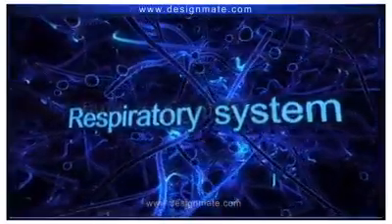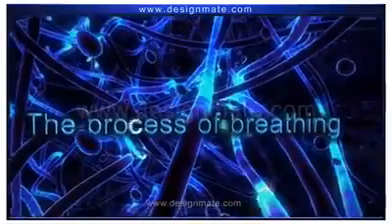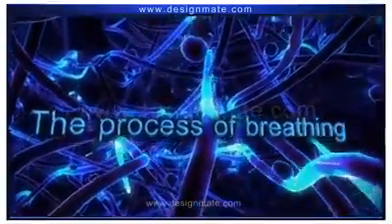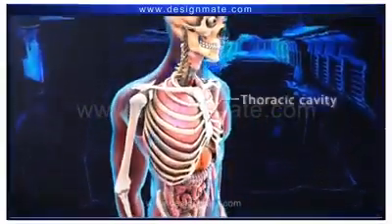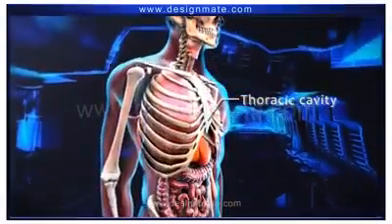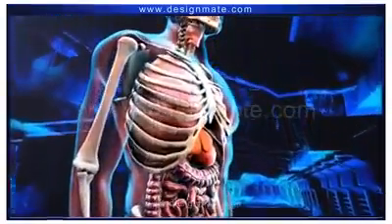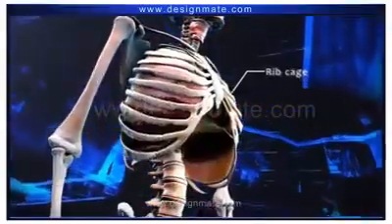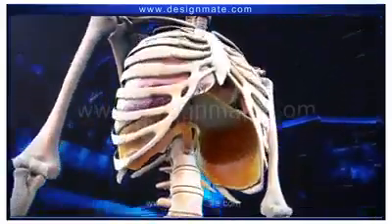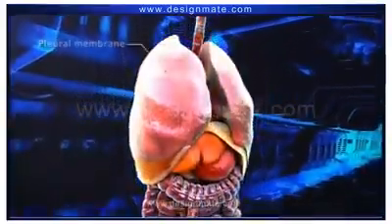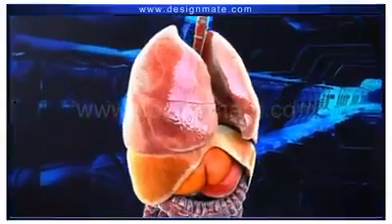Respiratory system. To understand the process of breathing: in humans, the main organs responsible for respiration are present in the thoracic cavity. In the thorax region, the rib cage and a dome-shaped fibrous tissue, known as the diaphragm, are observed. Present within the rib cage are the pleural membranes, which enclose the lungs.